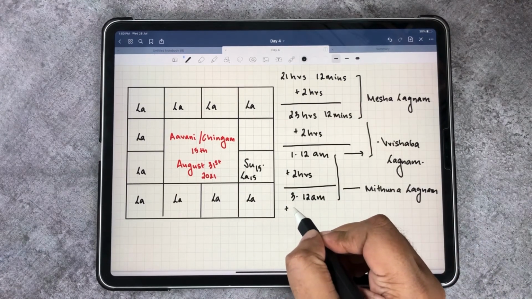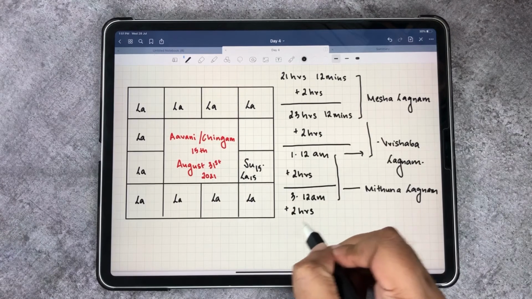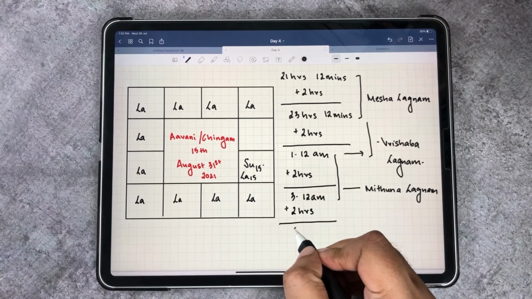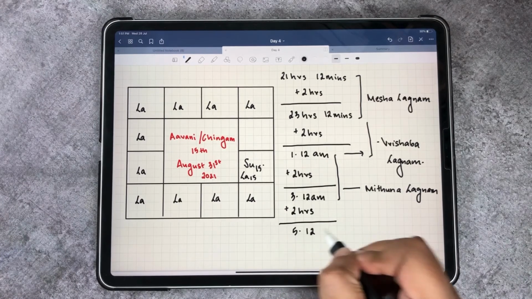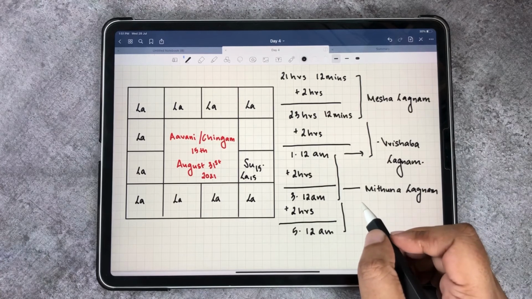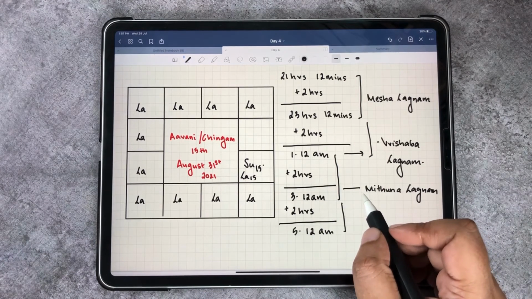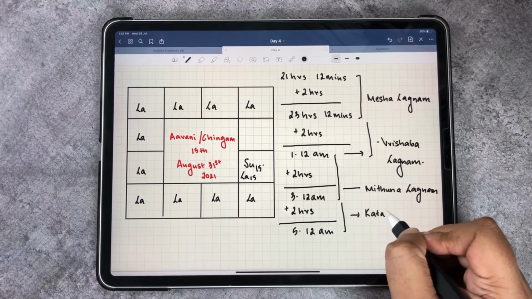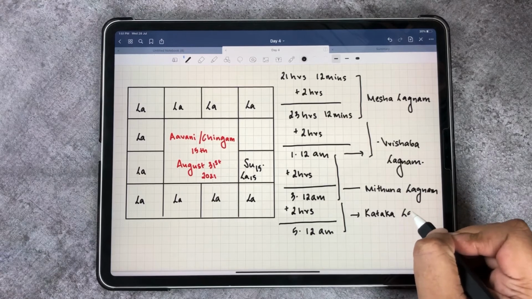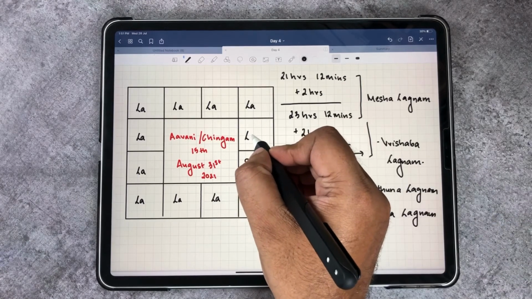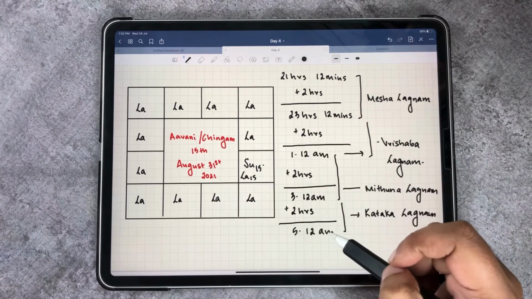Next, add another 2 hours. What do you get now? 5:12 a.m. So from 3:12 a.m. to 5:12 a.m., what would you have? You would have the Kataka Lagnam. Right here.